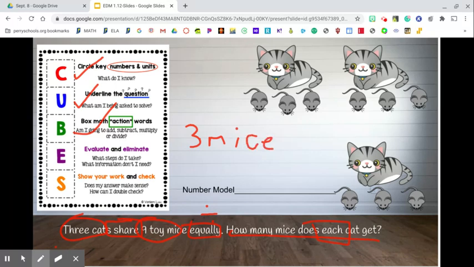My number model is a division one. I'm going to say my big number, 9 mice divided by 3 cats equals 3 mice per cat. So I evaluated it and I solved it.